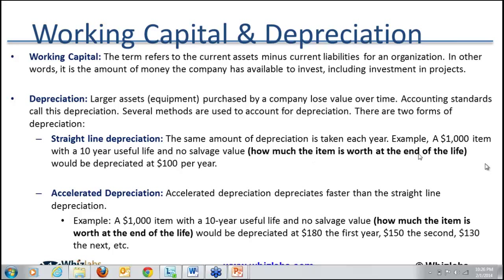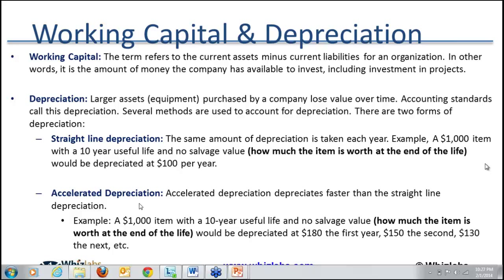So suppose a $1,000 mobile phone, after 10 years, has zero return, maybe end of life. There will be no value for it after the 10 years. So a $1,000 mobile phone with 10 years of useful life will be depreciated $100 per year. That's straight line depreciation. So it will be $100, $100, and after 10 years it will have no value. Every year the same amount of value gets depreciated.